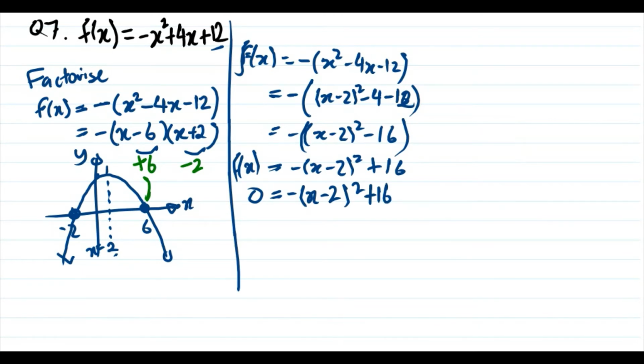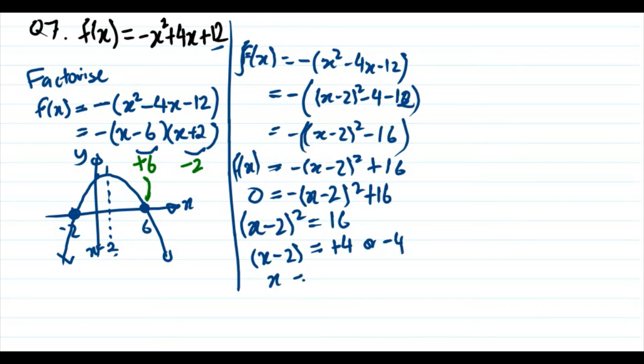I'm just going to move that over there. Is 16. Okay, so x minus 2 is plus 4 or minus 4. Add 2 to both sides is plus 6 or minus 2, and that's what we saw before. Quite a bit more work.